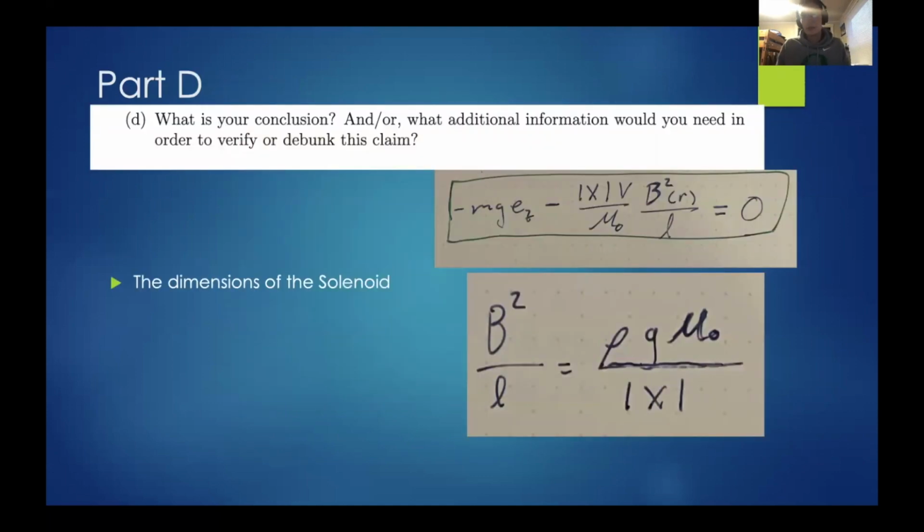So in conclusion, with the two conditions that we found from our calculations, what additional information we would need to verify Andre Geim's claim is the dimensions of the solenoid that he used for the basic calculations that we created from part C. This is not a complete picture. Again, at the very start we were asked, is this an April Fool's prank or is it valid? It's very valid, but again, it depends on the conditions.